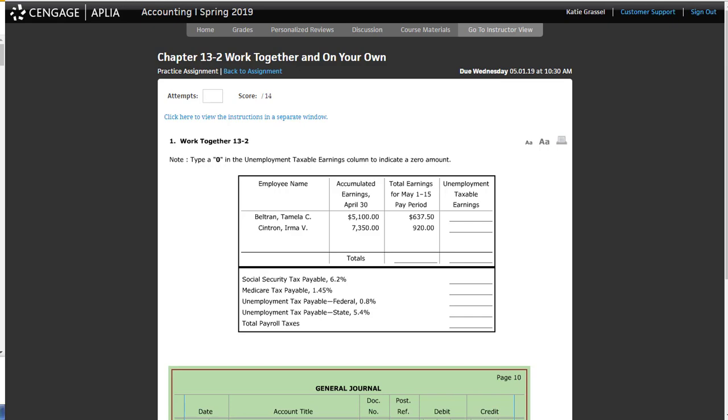Okay? Now think about it. It's not employee income tax payable. Why? Why not? So your income tax really is just on your earnings, right?